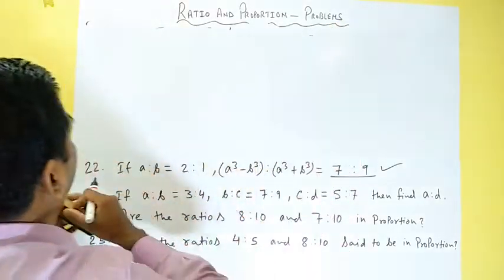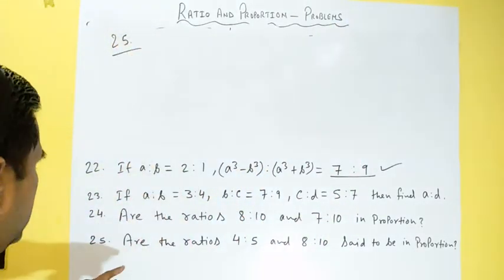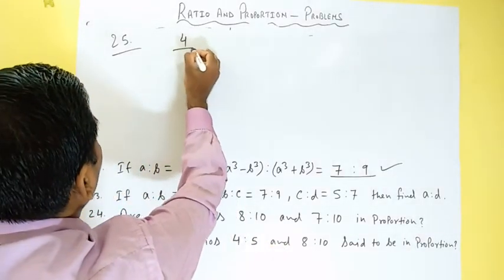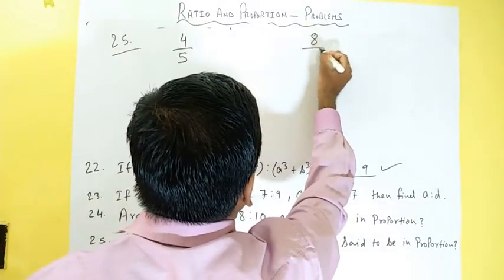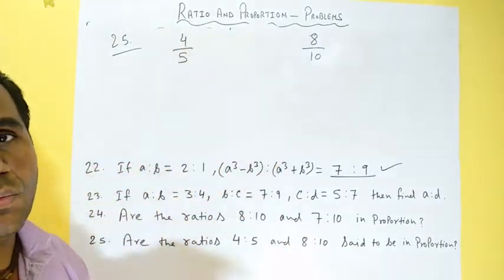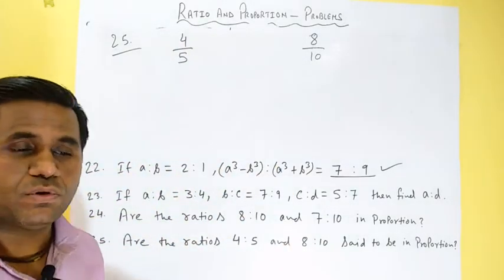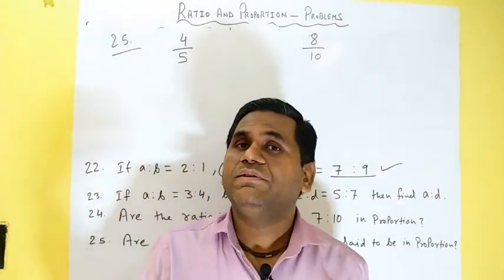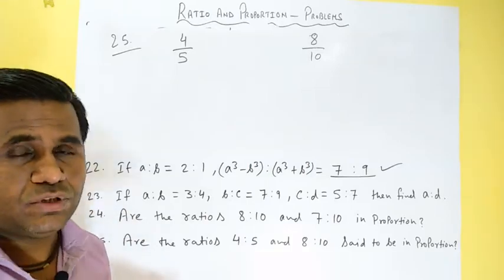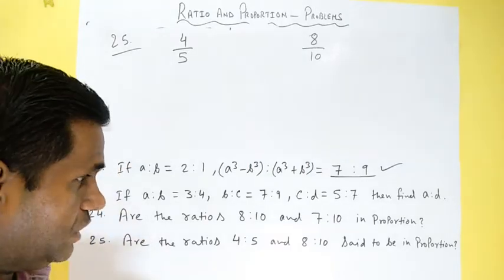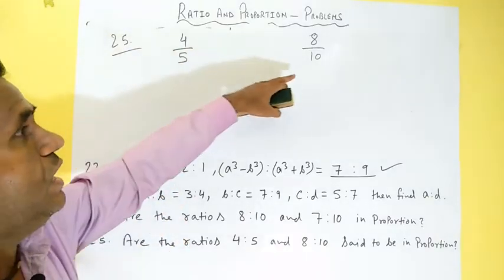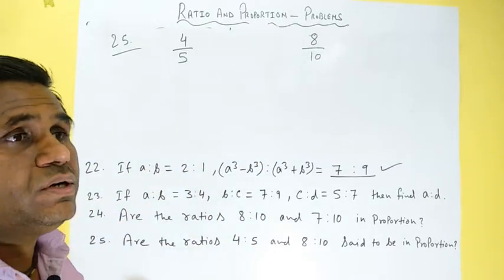So in 25 it says, are the ratios 4 is to 5 and 8 is to 10 said to be in proportion? So we have to check whether these are in proportion. So in the previous problem, which is 24th, what did we do? We did the division, and we saw if the values are equal, we can say it is proportion. If it is not equal, we can say it is not in proportion. We can do the same thing here also. We can divide 5 divided by 4 and 10 divided by 8.